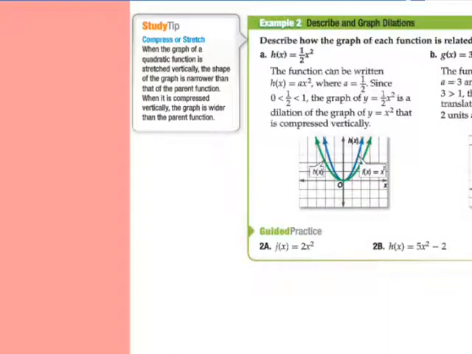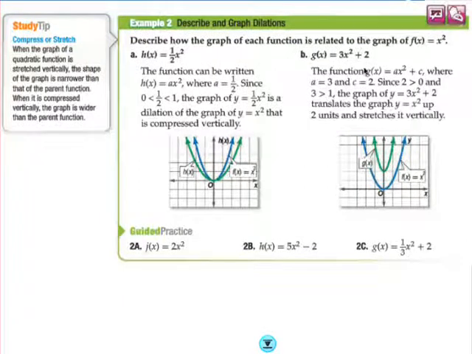All right, so let's take a look at an example here. So we have x squared is the original, that's the blue one, and if we put a 1/2 in front of it, we would say that it's being compressed vertically, okay?